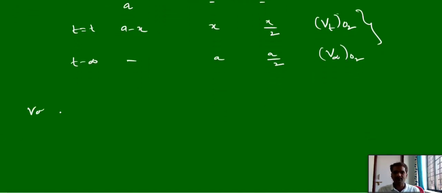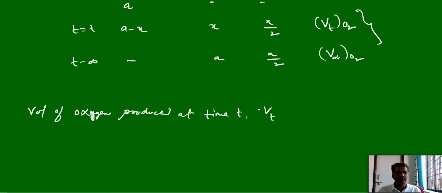Volume of oxygen produced at a time t, that is Vt. So the volume of oxygen produced at time t, Vt, is directly proportional to what? The amount of H2O2 consumed. Whatever the amount of H2O2 consumed, that much amount of oxygen can be produced. So that is directly proportional to x. So x is the amount of H2O2 consumed at that particular time.